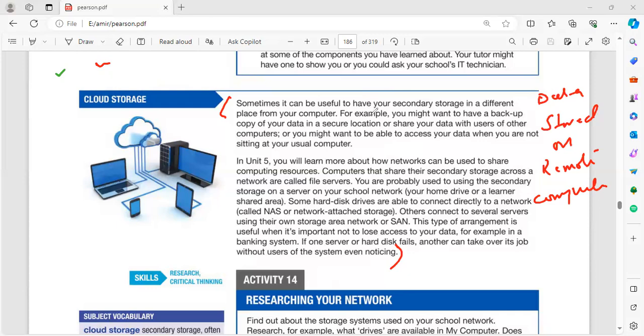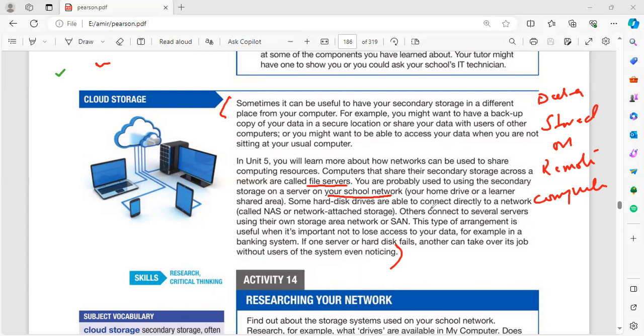It says sometimes it can be useful to have your secondary storage in a different place from your computer. For example, you might want to have a backup copy of your data in a secure location or share your data with user of other computers. Or you might want to be able to access your data when you are not sitting at your usual computer. So you want to access data from anywhere. So in Unit 5, you will learn more about how networks can be used to share computing resources. The computers that share their secondary storage across a network are called file server. Okay, and you are probably used to using the secondary storage on a server on your school network.